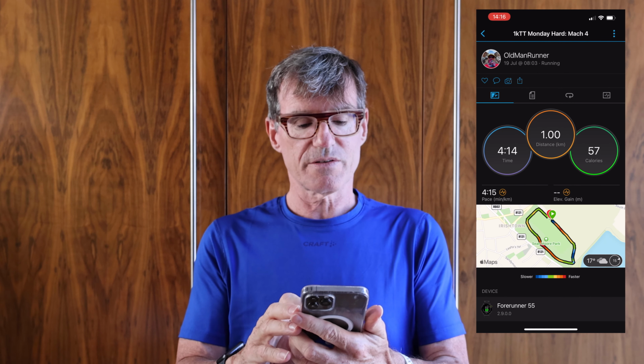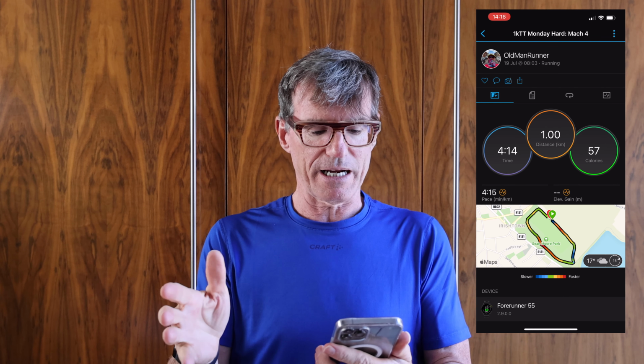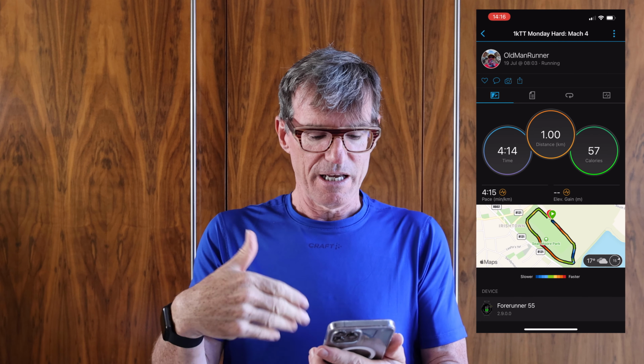Actually, we'll flick through and have a look at the Garmin data set now. So let me just go on to Garmin and let's have a look. So here's the Garmin data set. One of the beauties of the Garmin one is I can go onto the web app and trim it back so it's exactly a kilometre. It makes it much easier to see and view the data.